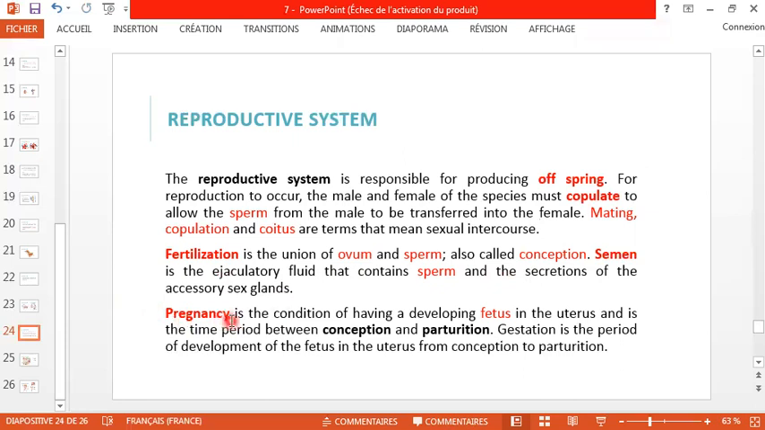Pregnancy or gestation is the condition of the uterus and the time period before parturition, la mise bas. Gestation is the carrying of the fetus in the uterus. There is really only a slight difference between the two terms, pregnancy and gestation. We use gestation to talk about the period exactly, and pregnancy is the fact of having a fetus, having a baby. When we describe a female as pregnant, it means that she is having a fetus.